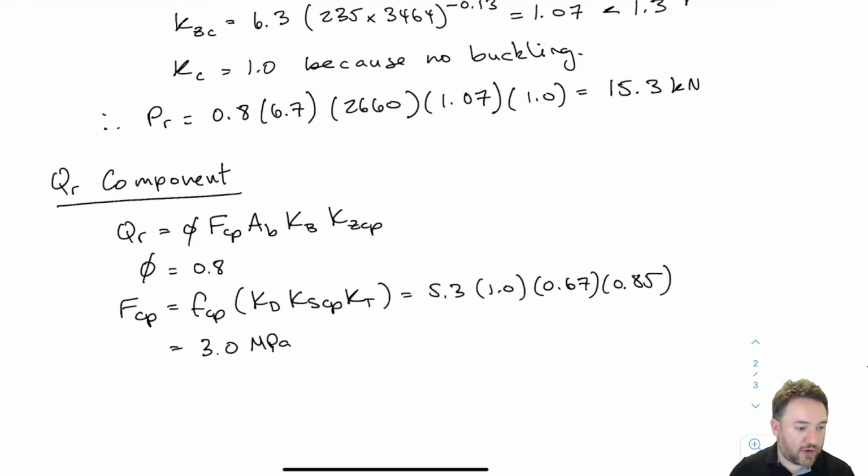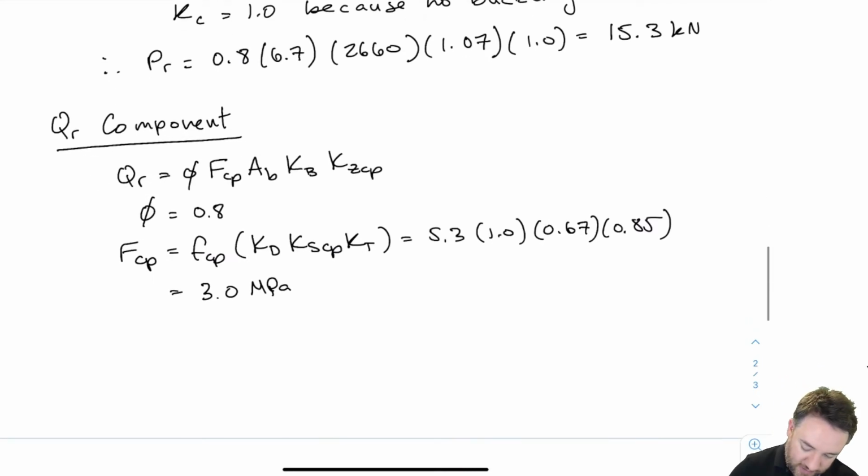So I get 3.0 MPa. Again, this strength is reduced almost to half. So I started with something pretty small, which was 5.3, because compression perpendicular is much weaker than compression parallel. And then I modified it for wet, and I got 3 MPa. Okay, so now I'm looking at my bearing area.